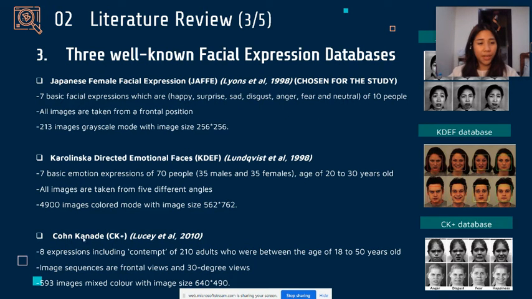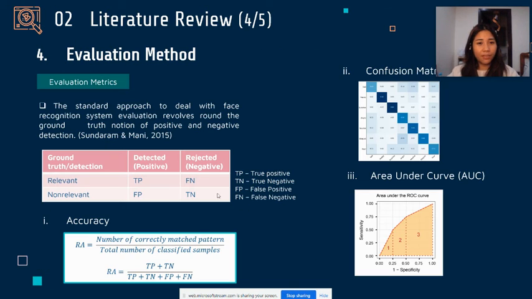The others have a mixed color or colored mode, and the other one has mixed color, which is grayscale as well as colored images. Next is evaluation methods. Most of the studies conducted use evaluation metrics, which are the confusion matrix, accuracy, and the AUC.